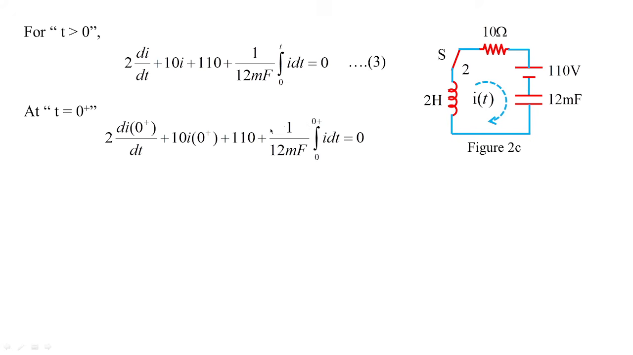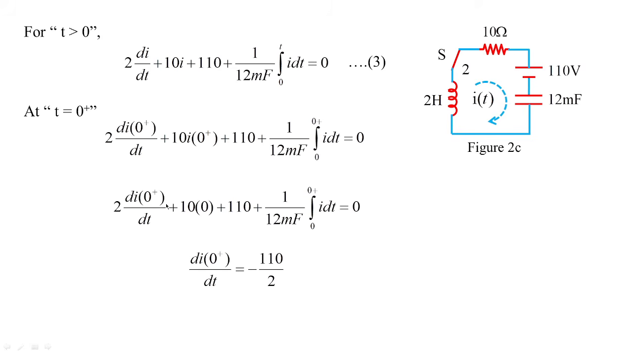So what are the parameters which get eliminated? We have i of 0 plus equal to 0, and from 0 to 0 plus, the voltage across the capacitor is 0. So naturally, from this main equation we are going to apply the values of i of 0 plus and the switching from 0 to 0 plus. So these parameters will go off, hence we remain with 2 di by dt of i of 0 plus, which is equal to minus 110. Divide 110 by 2, so di by dt of i of 0 plus is equal to minus 55 amperes per second. This is how the value of current is obtained in terms of its velocity.